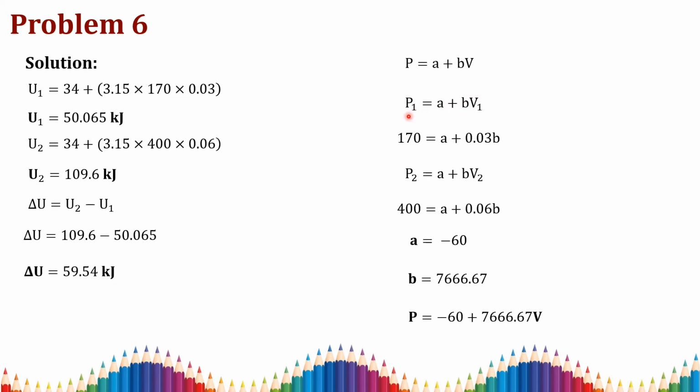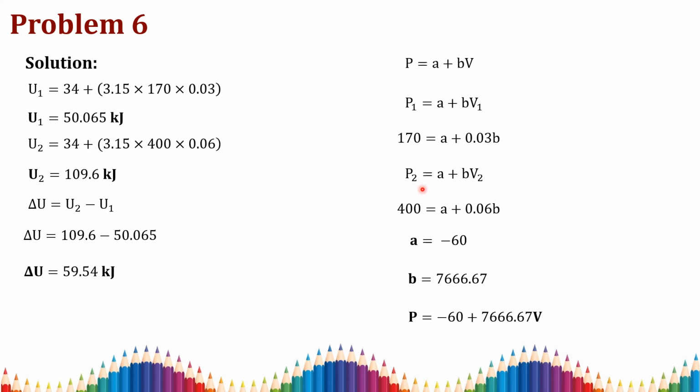So P1 is given in the question, so it is 170 kilopascal equal to A plus 0.03 B, where 0.03 is your total volume of the initial state in meter cube. So we substitute V1 equal to 0.03. So this is one linear equation. You can find it out. This is a linear equation, and you substitute the values of the final state in this equation.